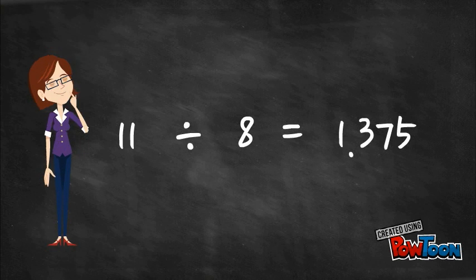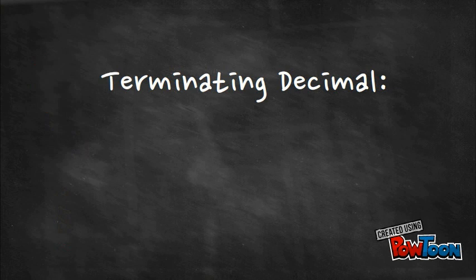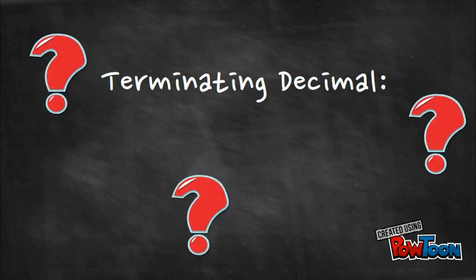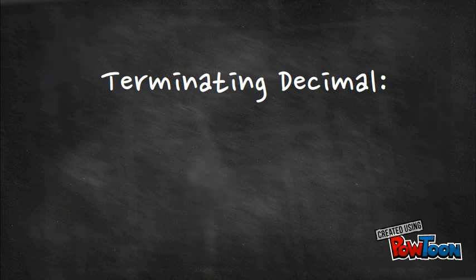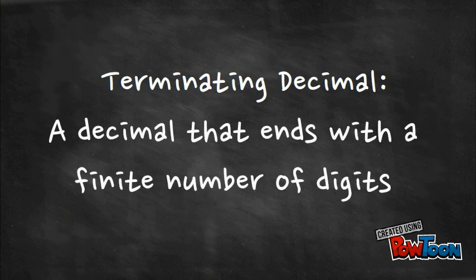And what kind of decimal was this called again? A terminating decimal, that's right. And who remembers what a terminating decimal was again? That's right, it's a decimal that ends with a finite number of digits, or a decimal that doesn't go on and on and on.